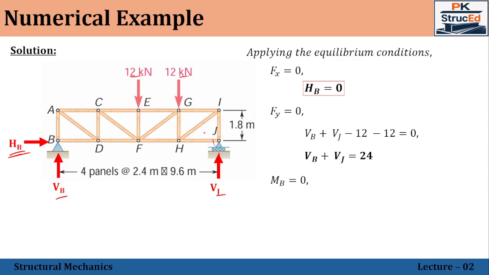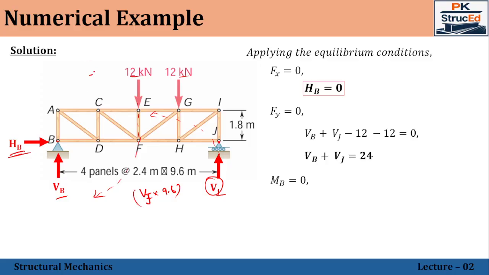VJ will create an anti-clockwise moment about the point B, and that value will be equal to VJ into the perpendicular distance between the J point and the B point, which is 9.6. This is the moment created by VJ. Next, the 12 kilonewton force, its line of action is going in this way. If I rotate this force about the point B, it tends to rotate in the clockwise direction, so that will be negative.